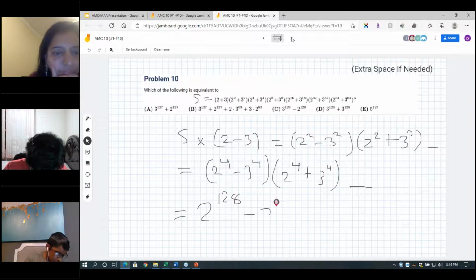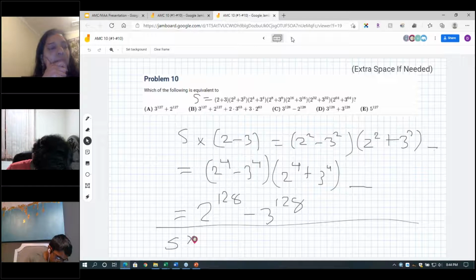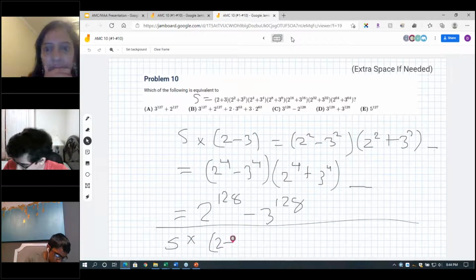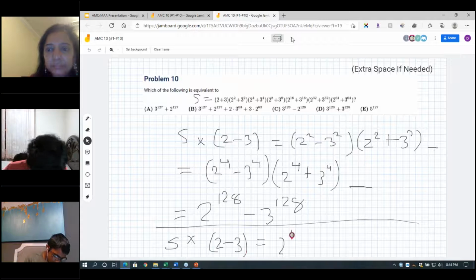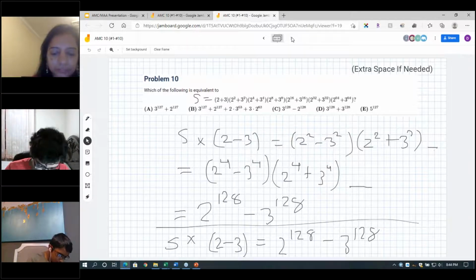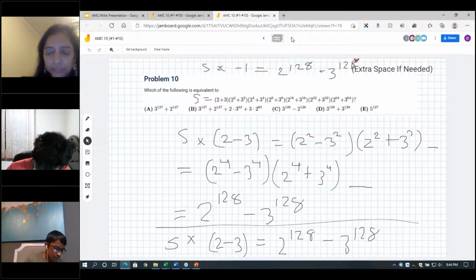128. So S times 2 minus 3 is equal to 2 to the 128 minus 3 to the 128. Because we're trying to find S, and 2 minus 3 is just negative 1. So I'm just going to go to the top now. S times negative 1 equals this expression, 2 to the 128 minus 3 to the 128. So dividing both sides by negative 1, we just get C, 3 to the 128 minus 2 to the 128 as our answer.